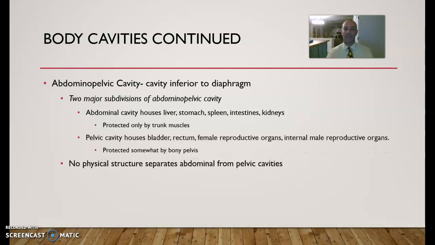The pelvic cavity houses the bladder, the rectum, female reproductive organs, internal male reproductive organs, and is somewhat protected by the bony pelvis. And we'll see that when we get to the bones, how it's kind of protected, but the bladder is kind of exposed because it's also a little more superior. No physical structure separates the abdominal from pelvic cavities. Remember, the diaphragm separated the thoracic and abdominal pelvic cavities. There's nothing that separates these two here. They're pretty close together.